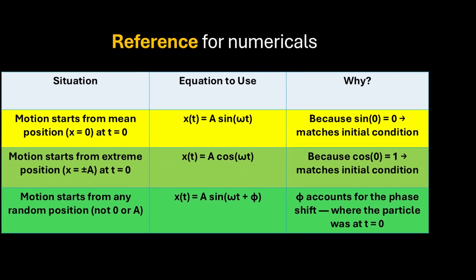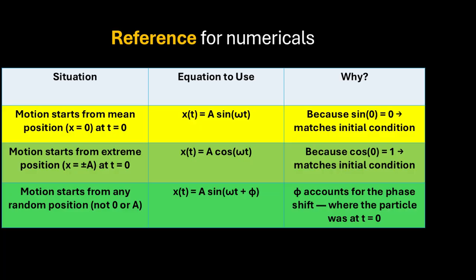Now, reference for numericals. If the motion starts from the mean position, x = 0 at t = 0, therefore x(t) = A sin(ωt). Why? Because if you substitute t = 0, sin(ωt) becomes sin 0, which is 0, therefore x(t) = 0. It matches.